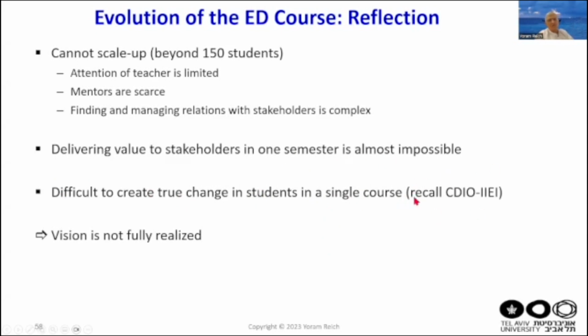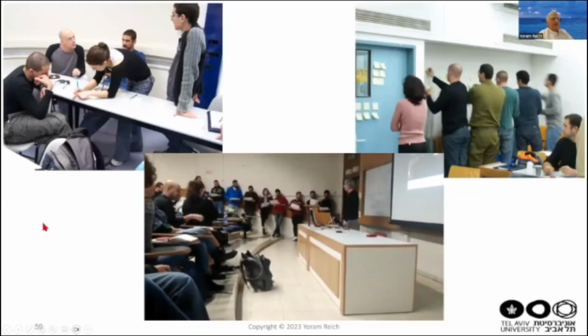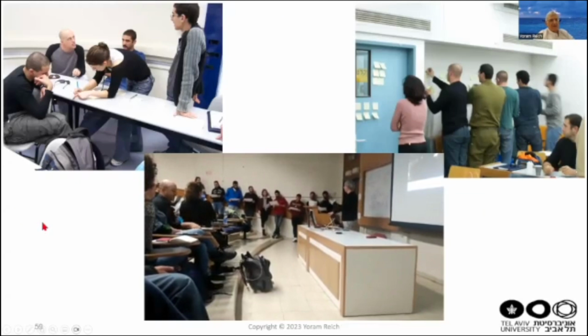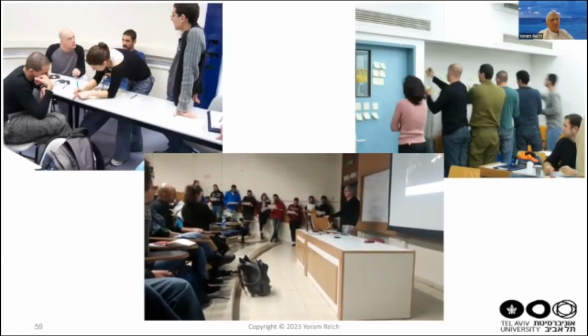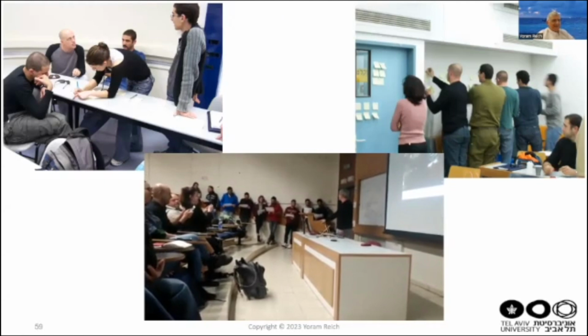Now, recall that the CDIO or IEI approach that I showed before tells us that we need to develop such skills in a 3 or 4 year curriculum. So anyway, this is how we stand today. This is the last lecture. I asked students if they want to change some more in the last minutes.